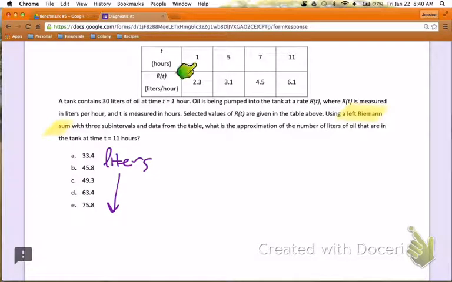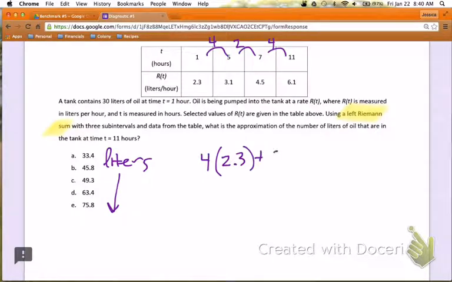For our first rectangle, it has a base of 4 because the distance between 1 and 5 is 4. So let's look at all these distances really quick. This is a distance of 4, this is a distance of 2, and this is a distance of 4. So my first rectangle has a base of 4. And the height from the left, because remember, from the left, would be this one. So that's 2.3.